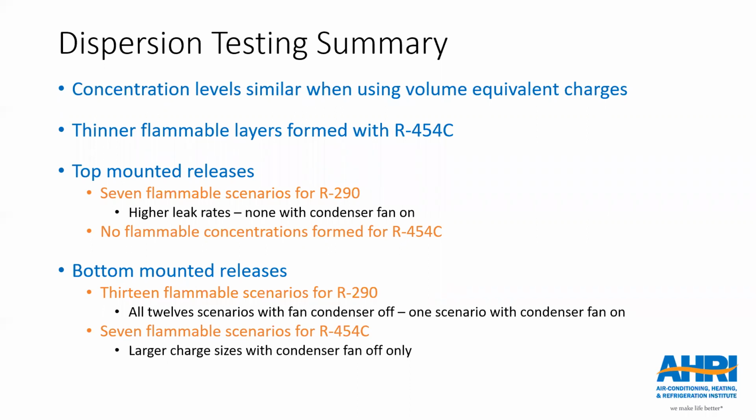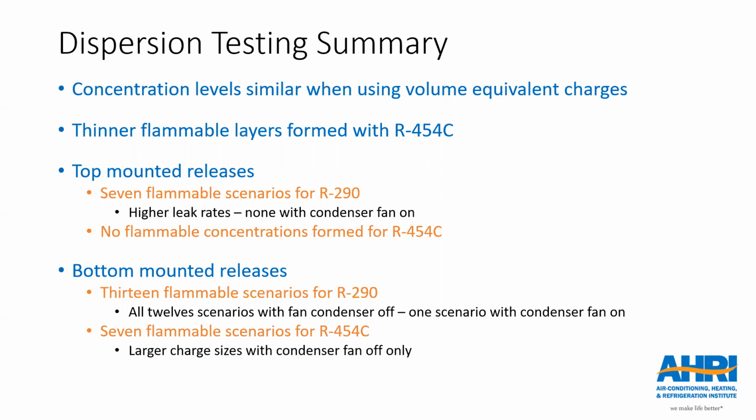We also found that when you did have a flammable concentration form with R454C, that the flammable layers were thinner. Part of that is due to the difference in charge sizes, but part of it is also due to 454C being heavier. And as it falls through the air, you get better mixing, so you're less likely to form that flammable concentration, or you have a thinner layer form.